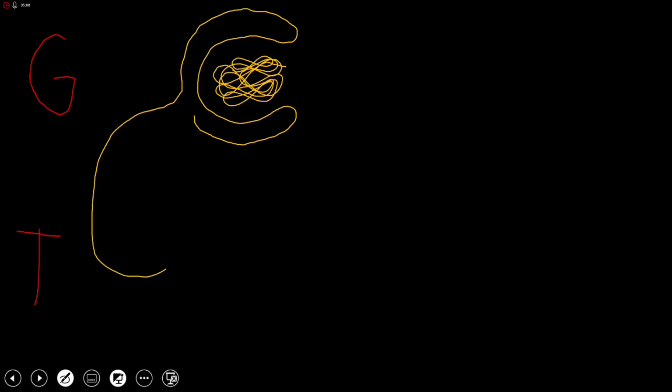And the glomerulus will be inside the Bowman's capsule. So this is my Bowman's capsule. The Bowman's capsule will be connected to the first part of the tubule. That is your proximal convoluted tubule.